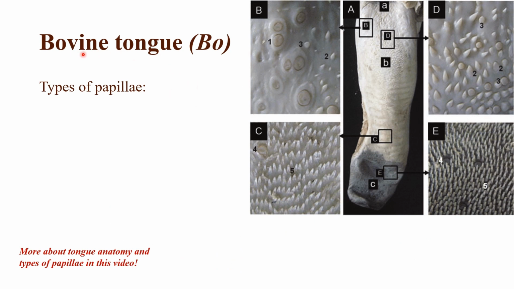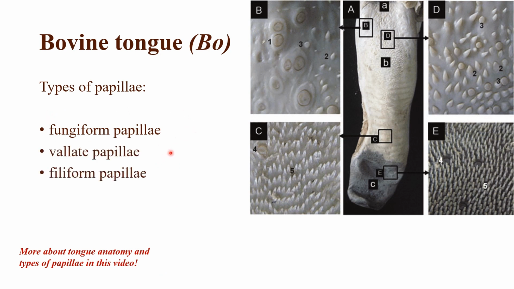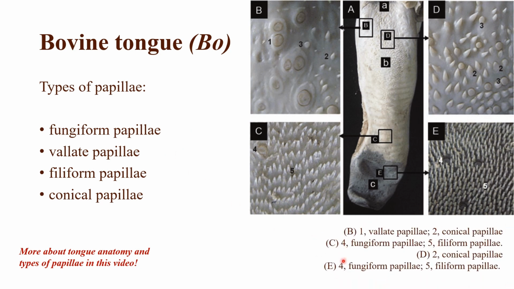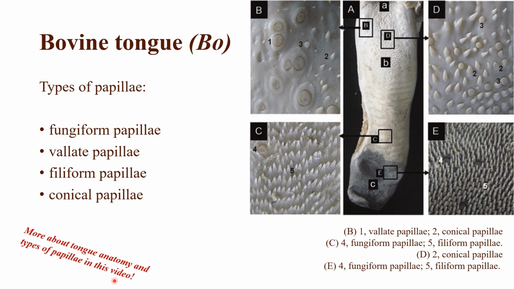Okay, now we have to figure out what kind of papillae the tongue of the bovines has. There are quite a few, and if you want to know more about them, definitely check out the video in the description below. So first we have the fungiform papillae, the vallate papillae, filiform, and conical. Now this is where all of them are. You can stop the video if you want to. I'm not going to stop here, but what you need to know is just what types of papillae the bovine tongue has. Definitely check out that video.